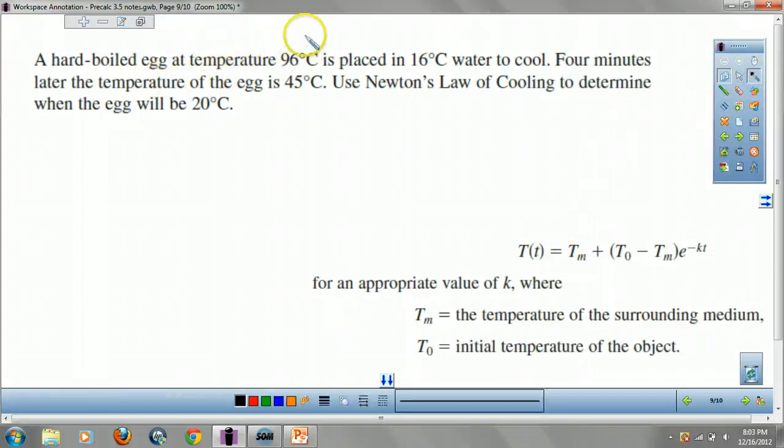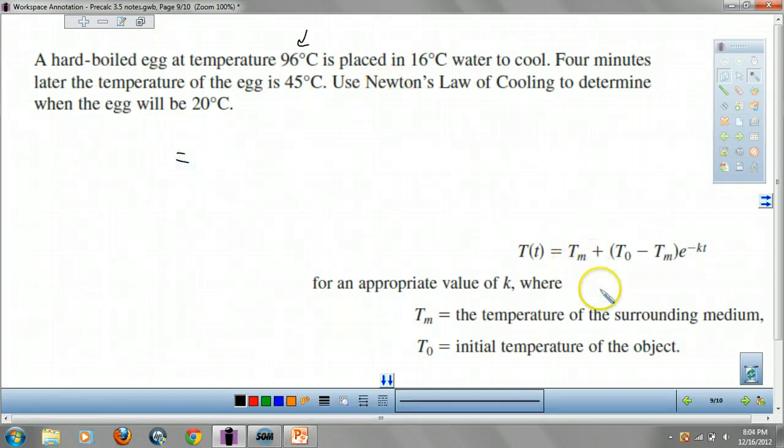So we have a hard-boiled egg that's 96 degrees Celsius, guys. That's like 200 degrees Fahrenheit, so it is warm. It's placed in 16-degree water to cool. Four minutes later, the egg is 45 degrees. Use the law of cooling to determine when its temperature will be 20.